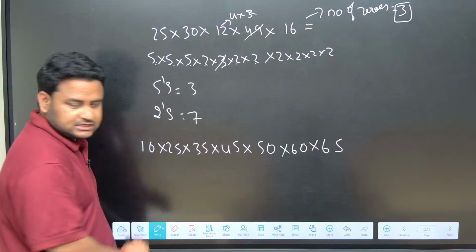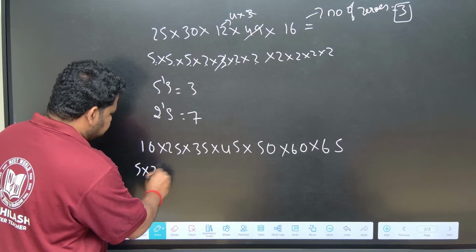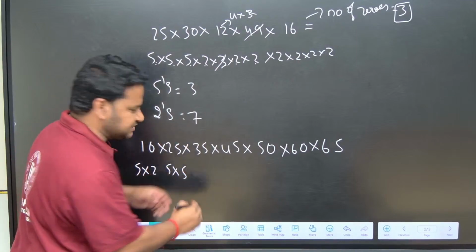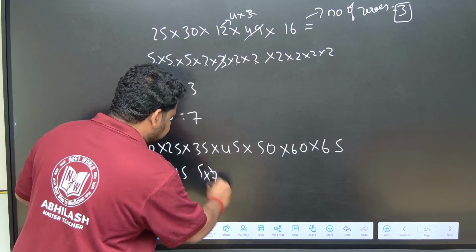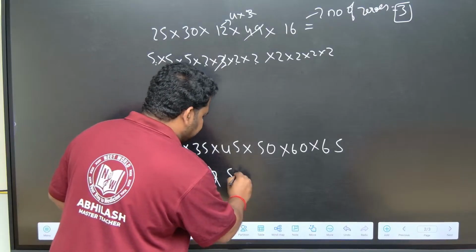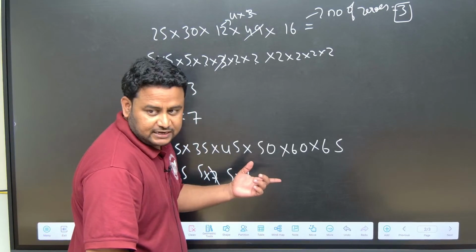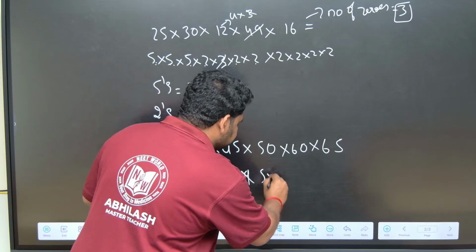10 can be written as 5 into 2. 25 can be written as 5 into 5. 35 can be written as 5 into 7. I don't want this 7. 45 can be written as 5 into 9. I don't want this 9. 50 can be written as 5 into 10.